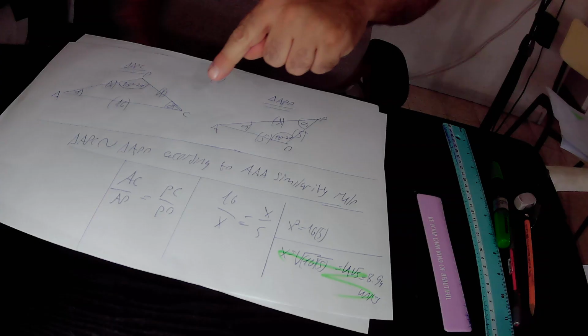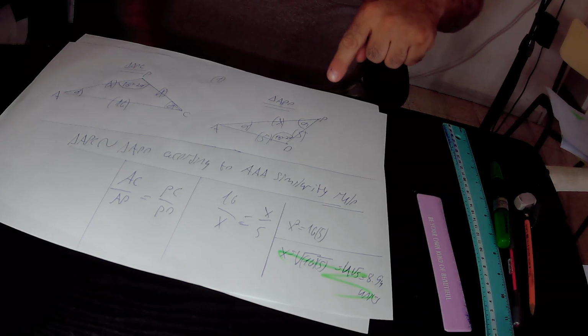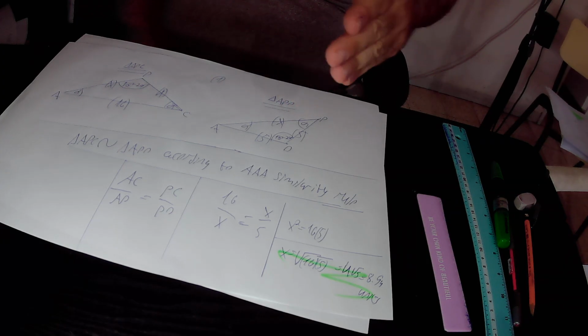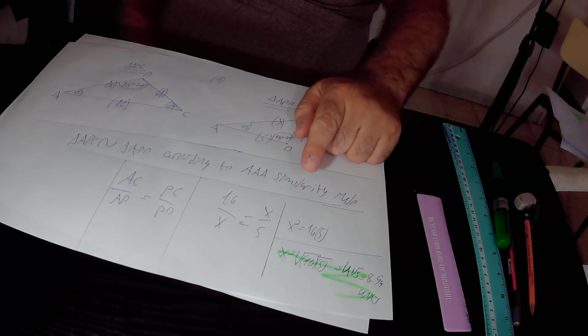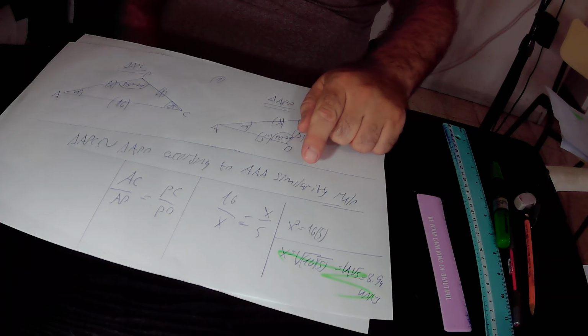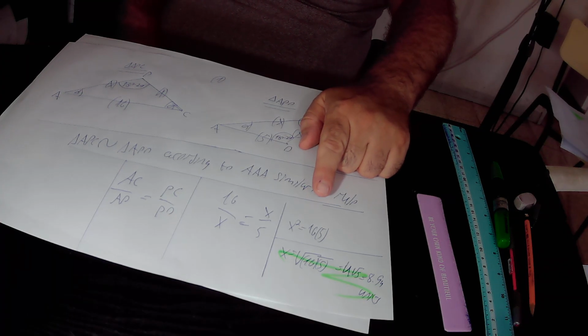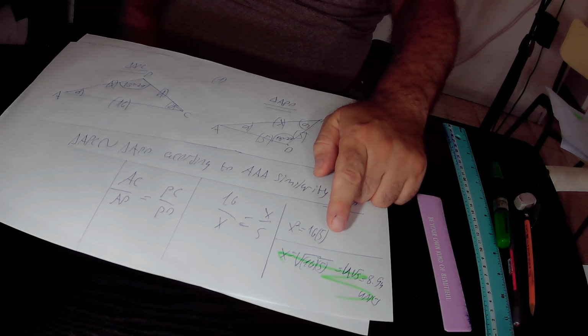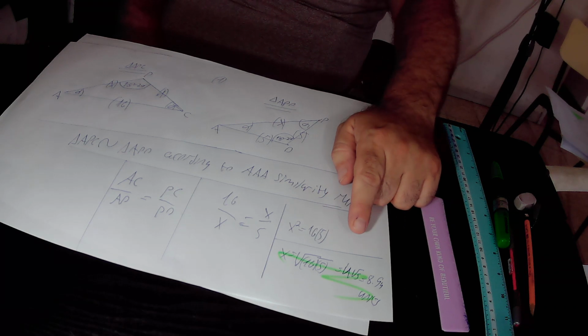And we have PC is also x. PC is x over PO. PO is 5. So in total, we find that 16 over x equals x over 5. Here we cross multiply this equation. We finally find that x squared equals 16 times 5. Here we take the root of this equation and finally find that x equals the square root of 16 times 5. The square root of 16 is 4. So inside the root we are left only with 5.